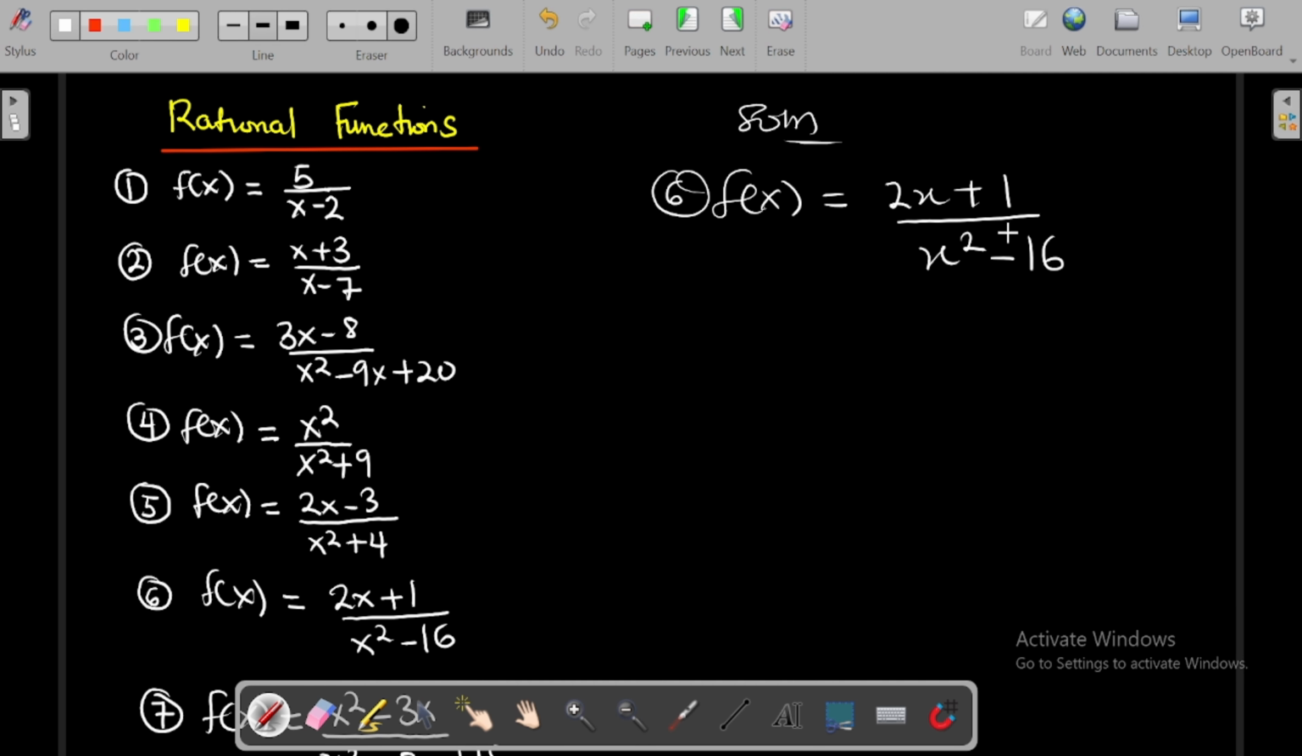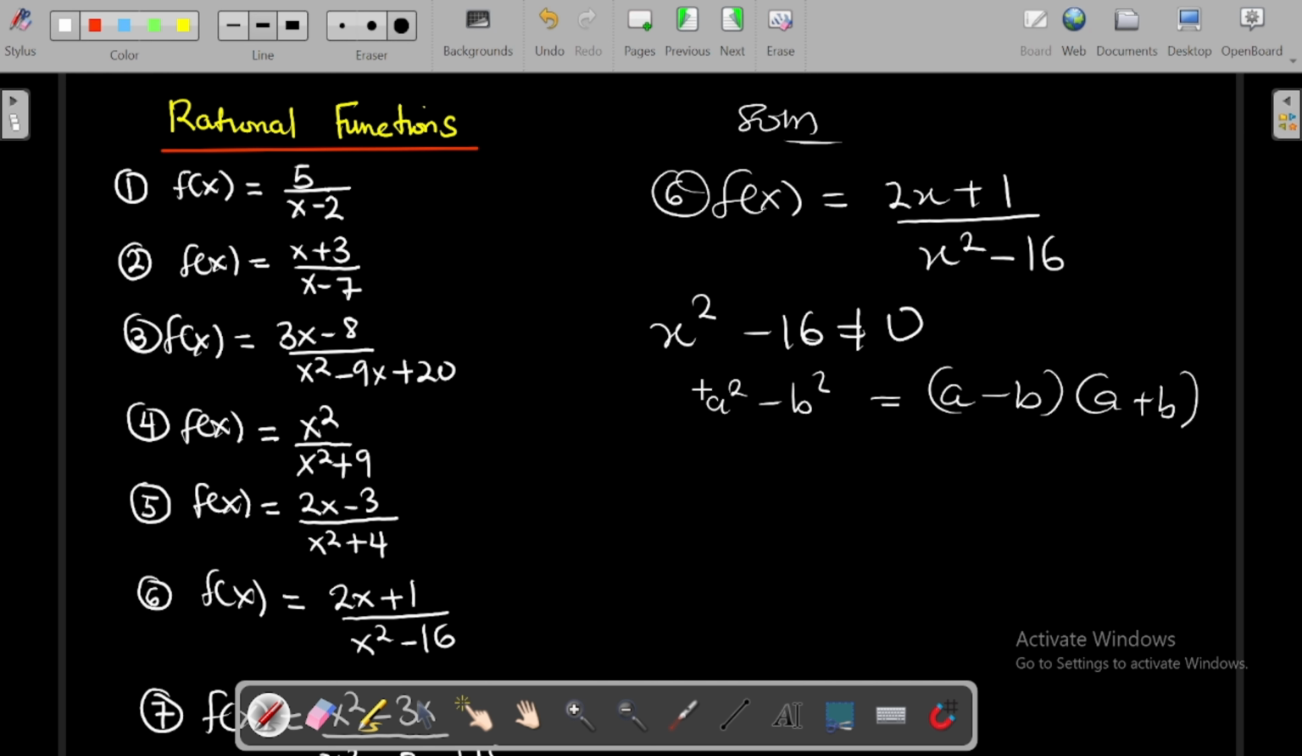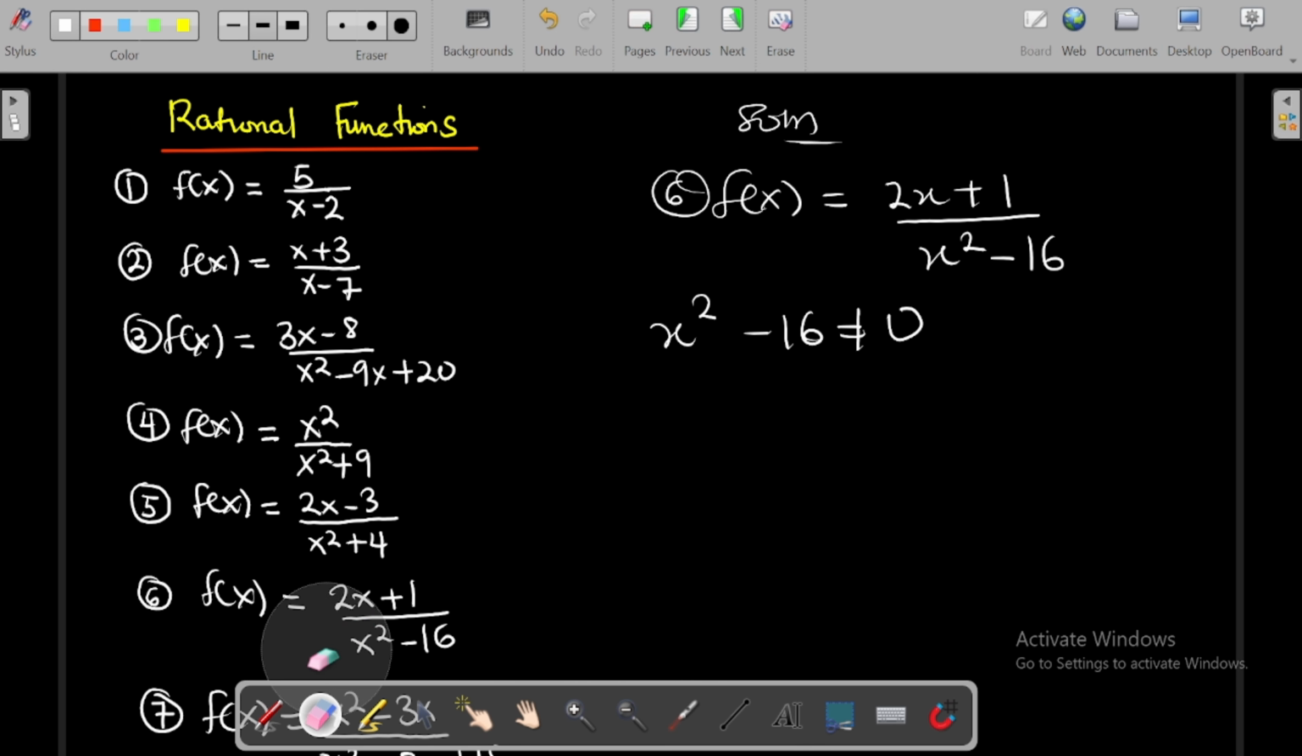Since we have no square roots, we don't have to worry about the condition of a square root, but we have a denominator, so we worry about the denominator being 0. So we say that x squared minus 16 should not be equal to 0. From here, difference of two squares: a squared minus b squared is the same as a minus b multiplied by a plus b. So this applies. Let me clean this side. Sorry, let me start from the basics.